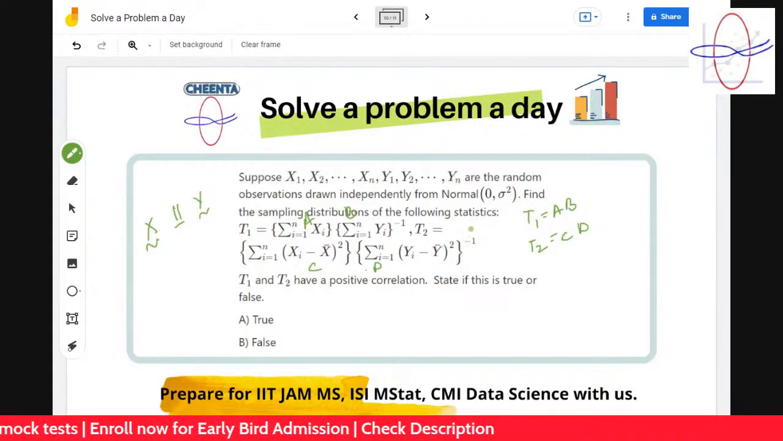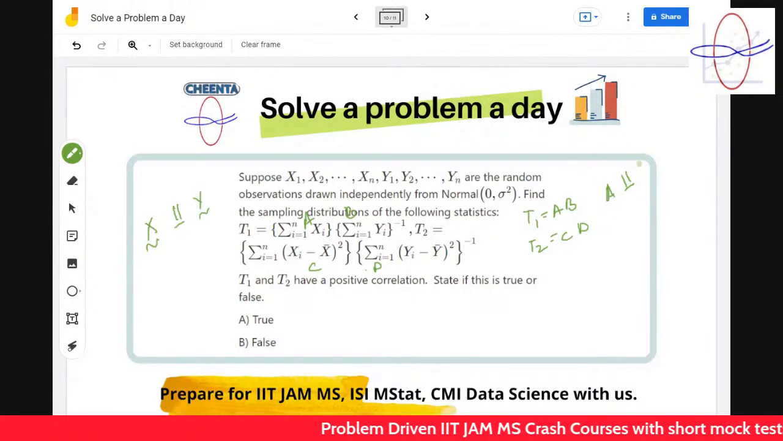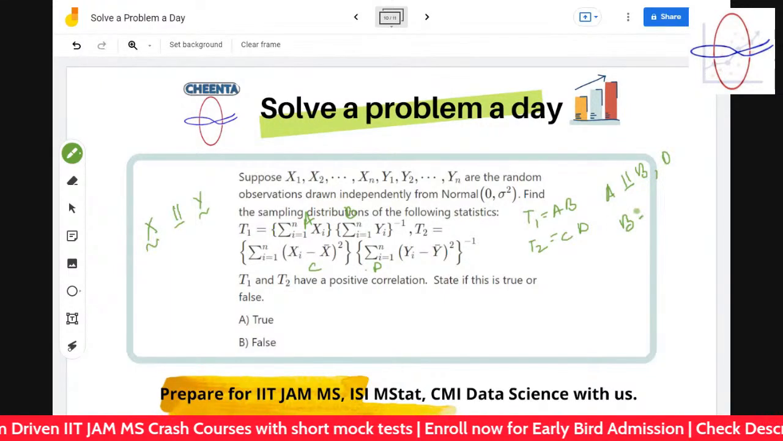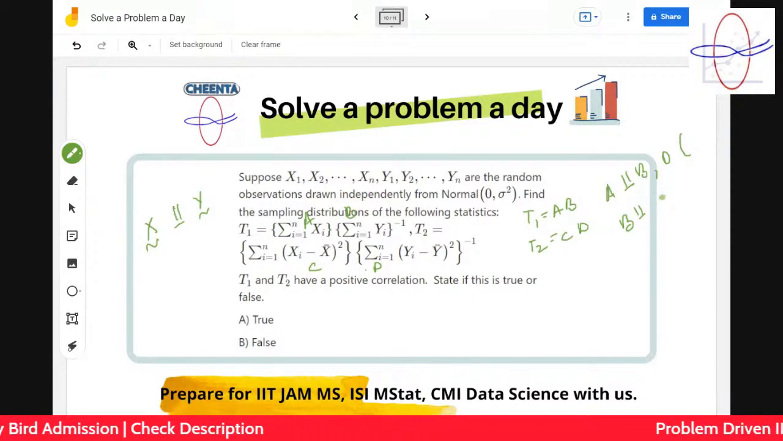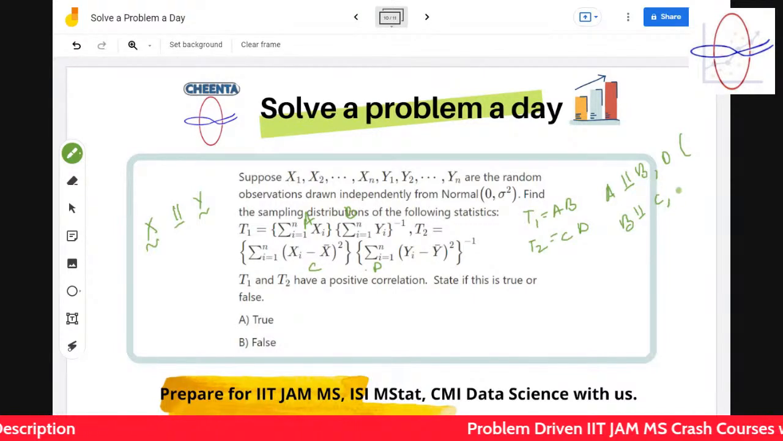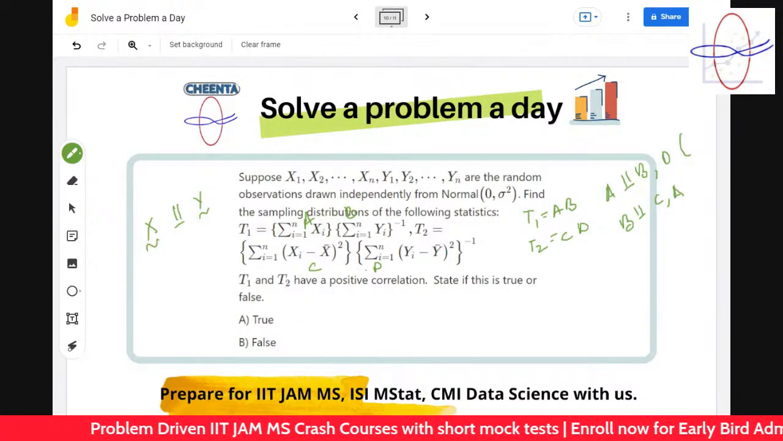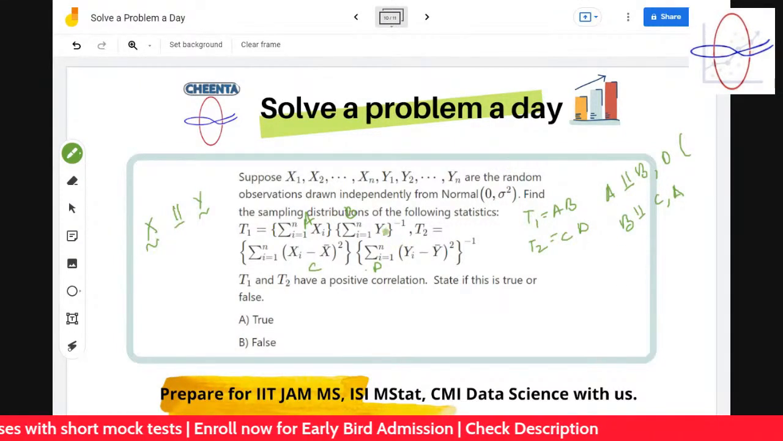Observe that since x and y are independent, x curl and y curl are independent, then a is independent of b and d. Similarly, b is independent of c and a, because it's x and these are all y's. So A is independent of B and D, and B is independent of C and A. Perfect, because they are different variables.